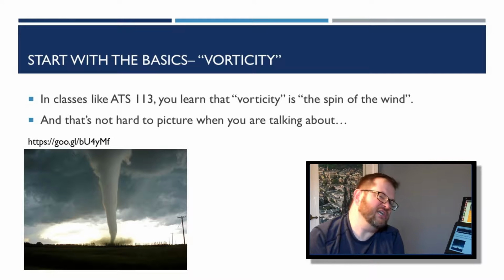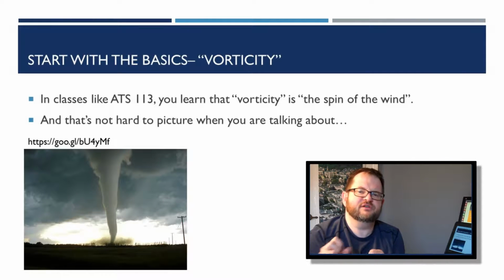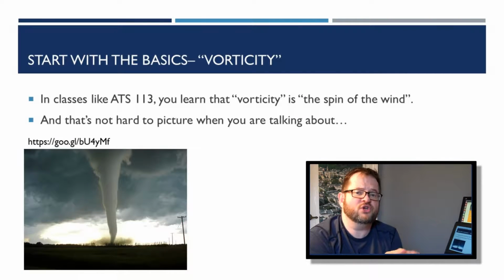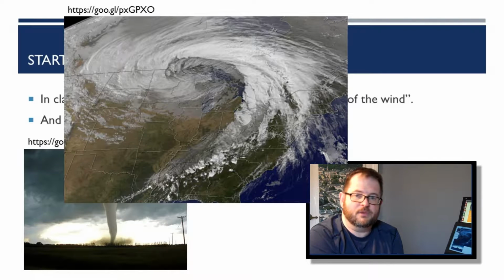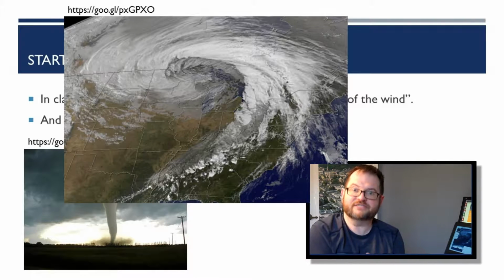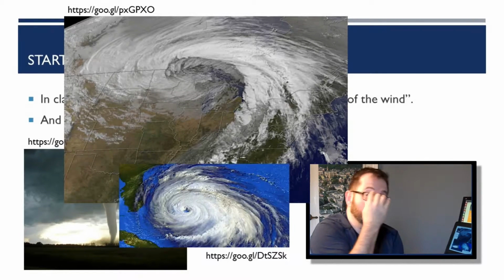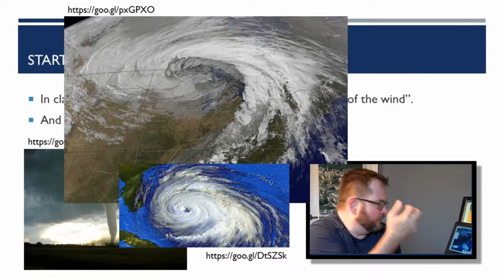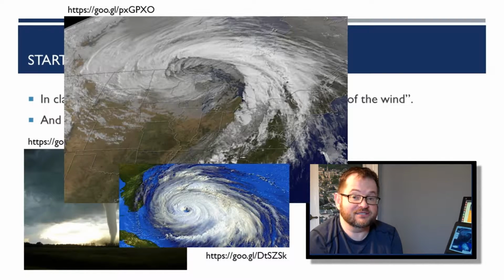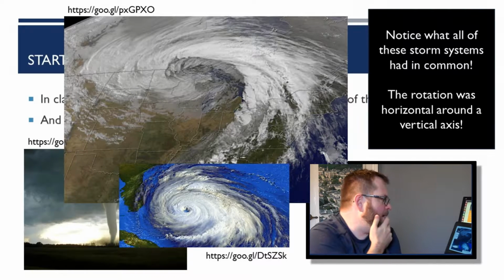In classes like 113, you're going to have learned vorticity is the spin of the wind. It's a measure of how much the wind is spinning. And that's not hard to picture when you're talking about something that obviously is spinning, like a tornado, or a mid-latitude cyclone, or like that hurricane. I can picture that there probably is some way to quantify how much that is spinning, based on observations from the winds and so on.